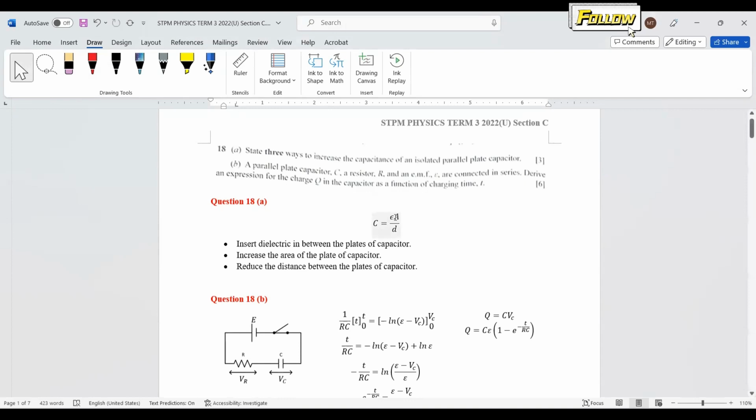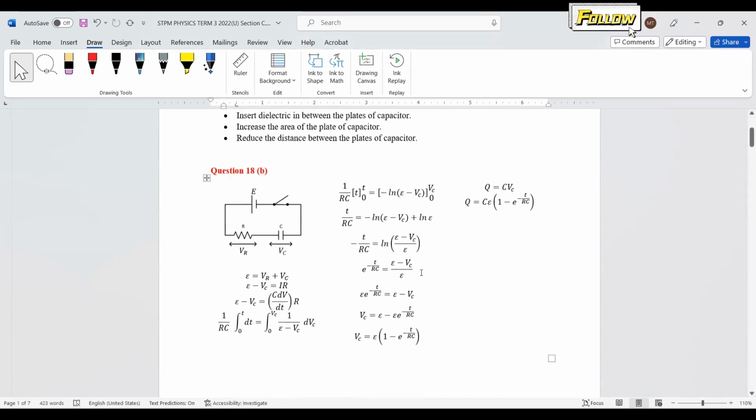First one is epsilon R, where we can insert a dielectric in between the plates of the capacitor. Then we can increase the area of the plate. And the third one is to reduce the distance between the plates of the capacitor. So this should be no problem for you. The next one is about the derivation of the charge in the capacitor. It is already in the syllabus and you need to do some practice to really master the derivations.